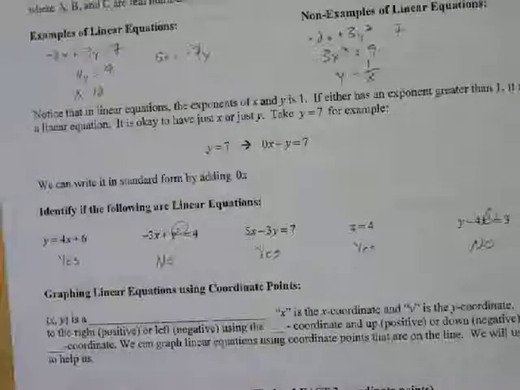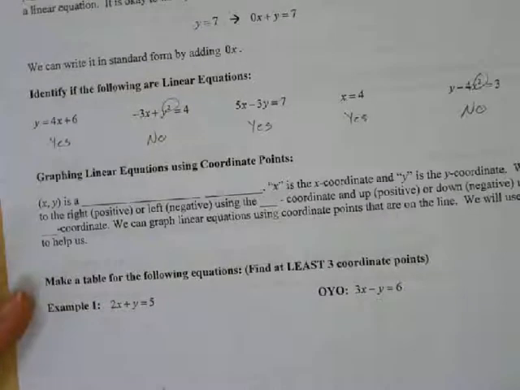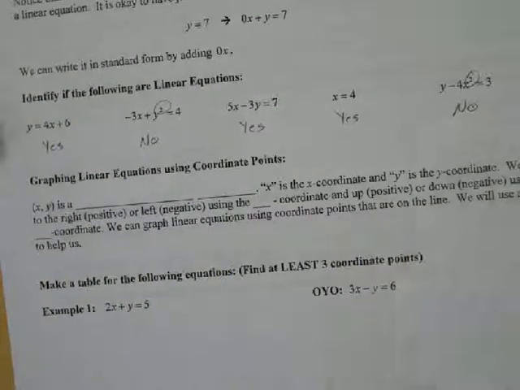Now, graphing linear equations using coordinate points. I want to point out that when you are taking your test, it will say you must graph the linear equation by using coordinate points. So you can't use slope-intercept form to graph them and think that it's going to be okay. If it says to graph by coordinate points, you have to use this method that I'm about to show you.